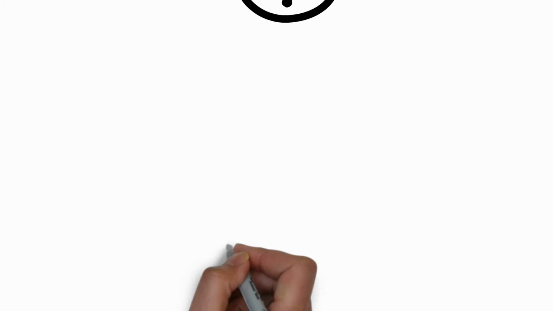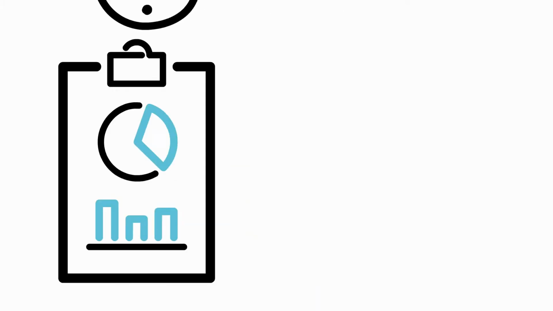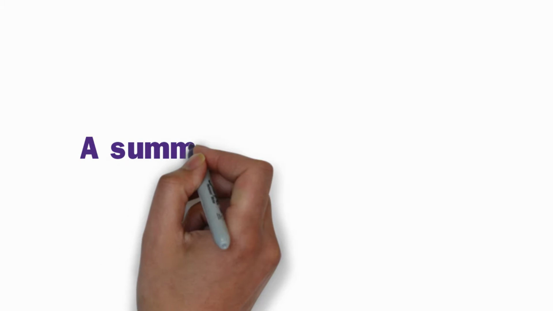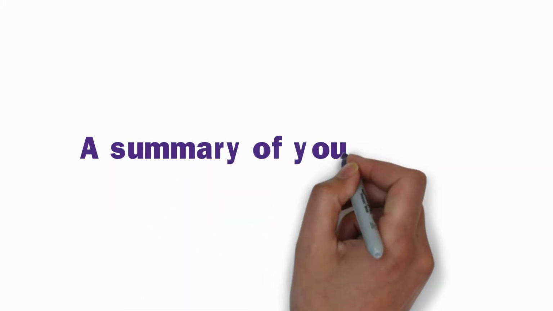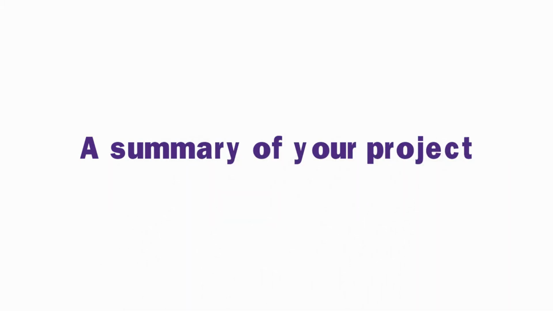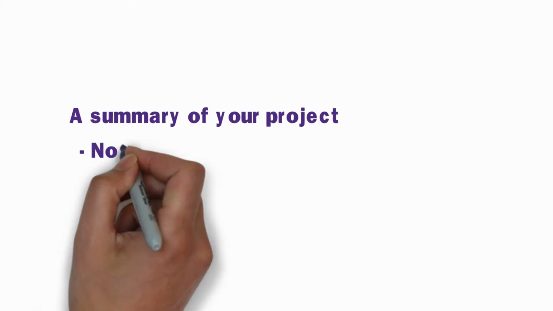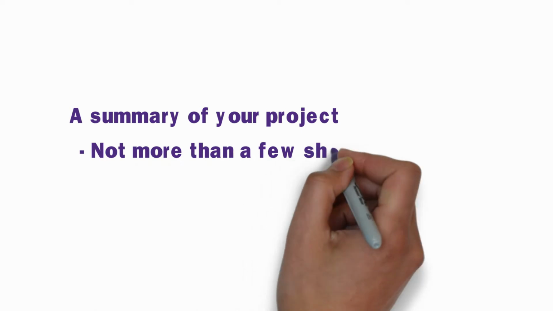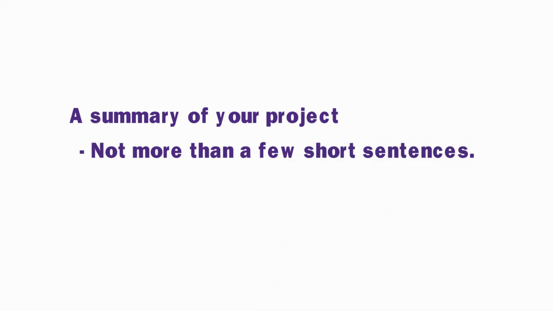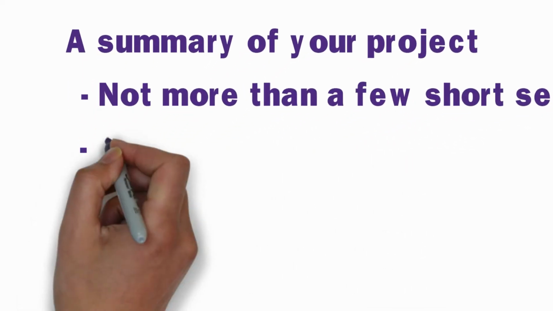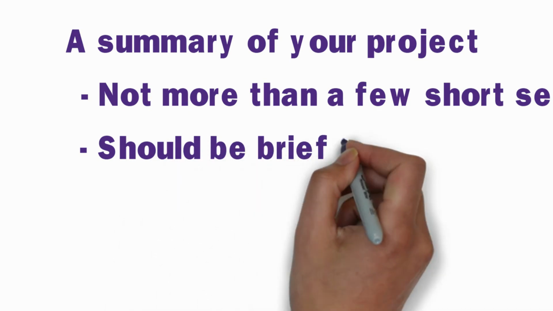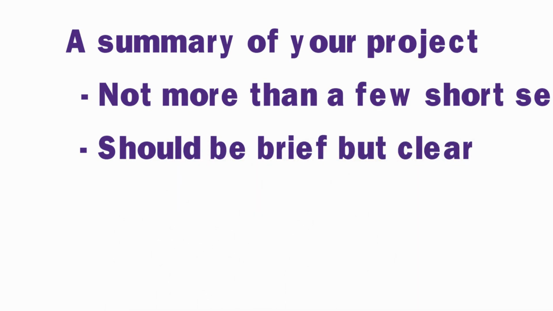So what should be on the project status report? Firstly, it should have a summary of what is happening in your project. It should have not more than a few sentences. Now imagine that whoever is reading this knows nothing about your project. So this should be brief, but have enough information to provide the reader with the understanding of your project.